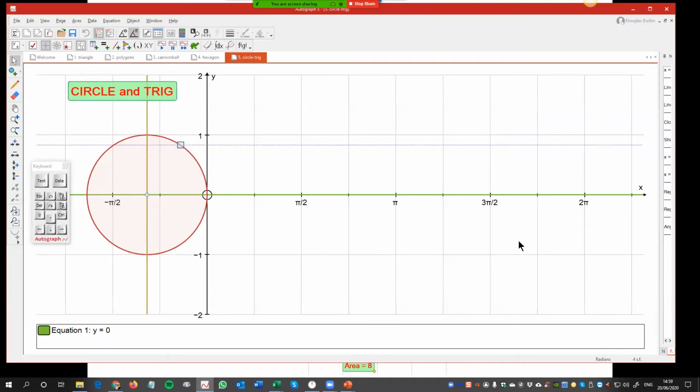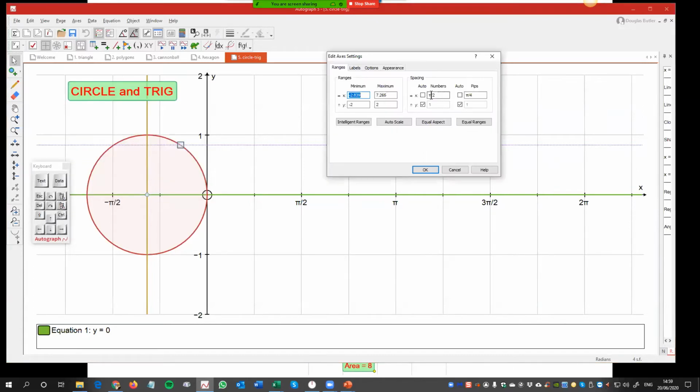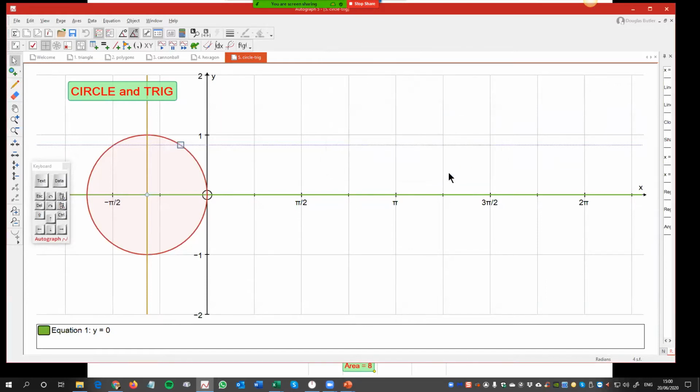This is a very common request, to link circles and trig. What I've drawn here is a circle, center minus 1 and radius 1. And I've set the scales. If you just double click on an axis, you can set the scales to multiples of pi, which is very nice. As you move this around, the point goes around the circle. Well, so what?